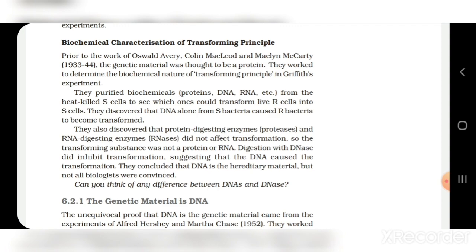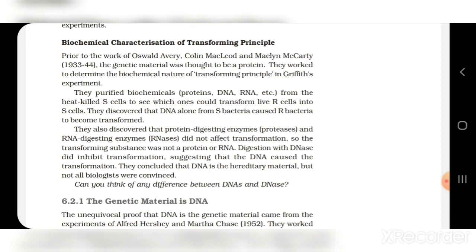And lastly, they added DNase enzyme into the heat-killed S cells and mixed with the live R cells. The mice survived. That means, what is the main function of the DNase? DNase is a type of enzyme which actually denatures the DNA. It breaks up the DNA. That's why it is DNase.